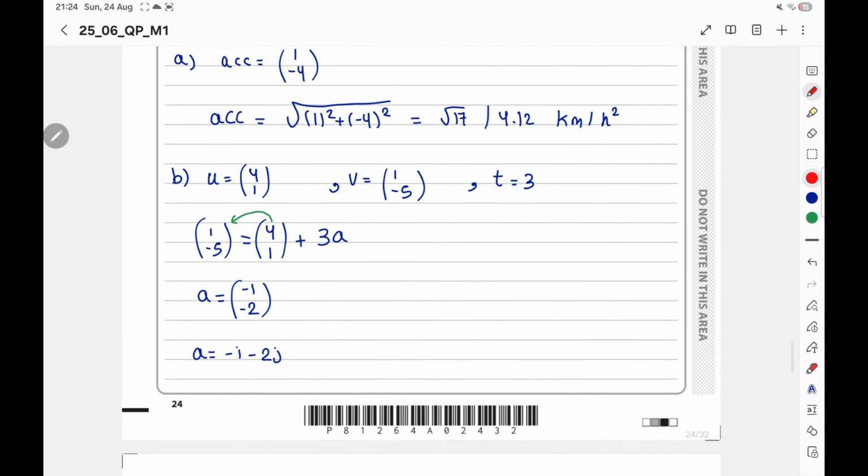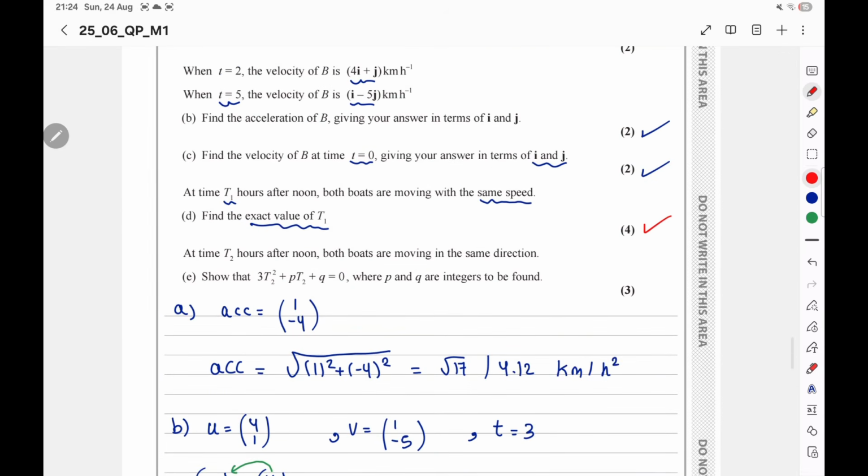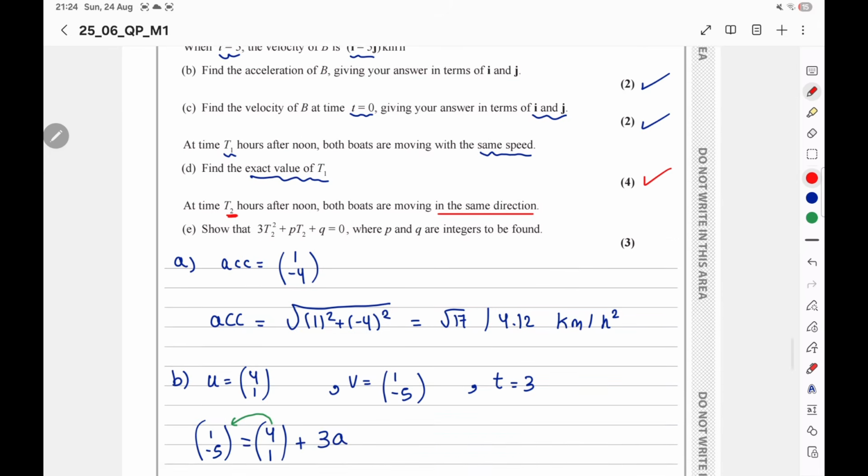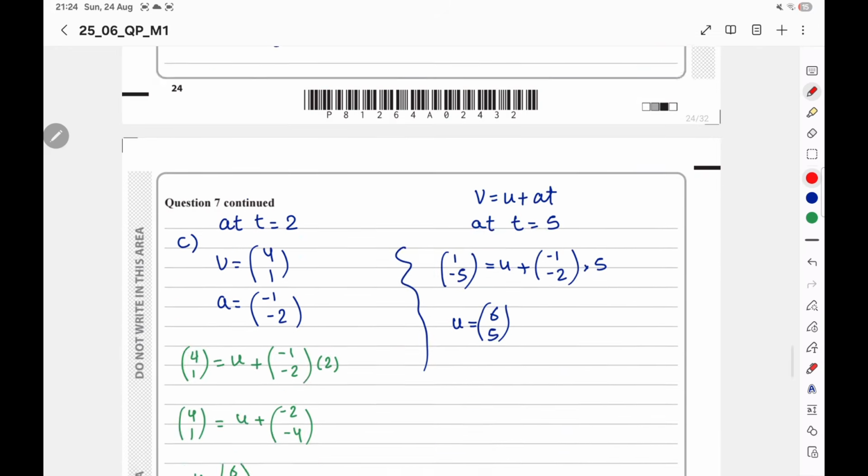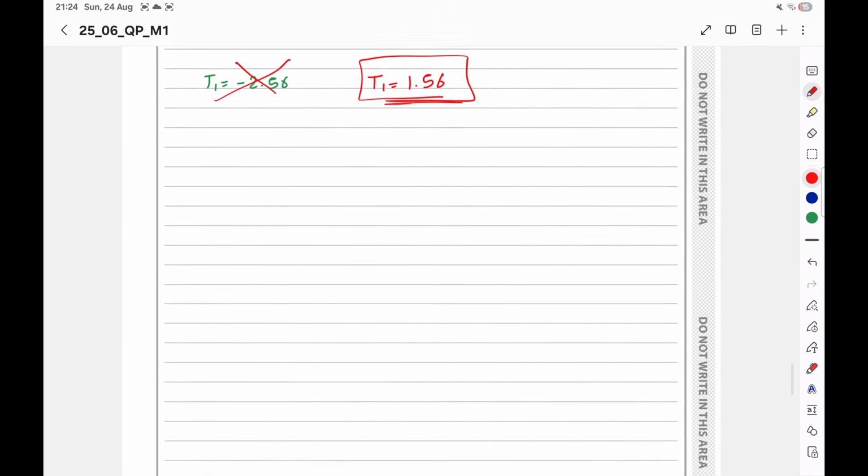Done with part D, and finally part E. At time t2 hours afternoon, both boats are moving in the same direction. Cross multiplication, show that 3t squared plus pt plus q equals 0, where p and q are integers to be found. Part E.